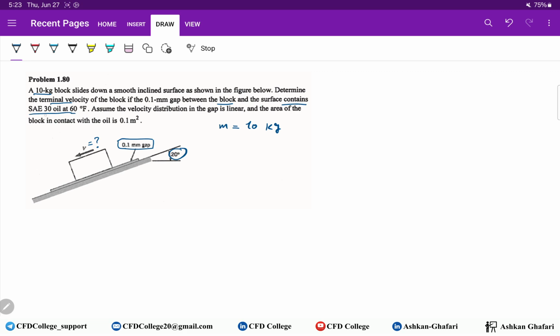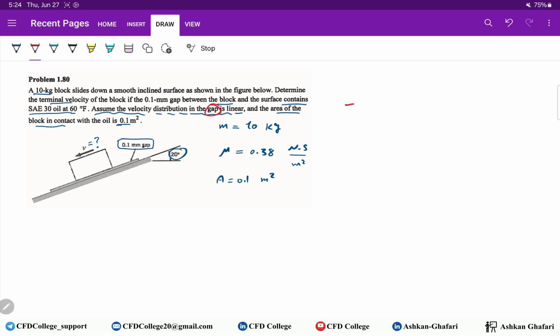We have oil, SAE 30 at 600 degrees Fahrenheit. So we can find from the tables that the viscosity of this oil is 0.38 Newton second per meter square. And here we have an assumption: velocity distribution in the gap is linear. Okay, I will get back to it. And the area of the block in contact with the oil is 0.1 meter square.